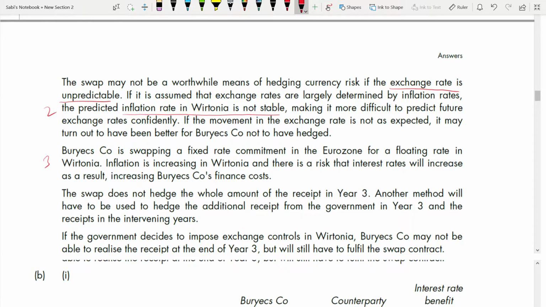Fourth disadvantage, right? You don't have to write fourth, but for learning purposes, we'll read this. The swap does not hedge the whole amount of the receipt in year 3. They are linking this with the case study. The first three disadvantages which they told are just general, but here they are specifically talking about the case study.